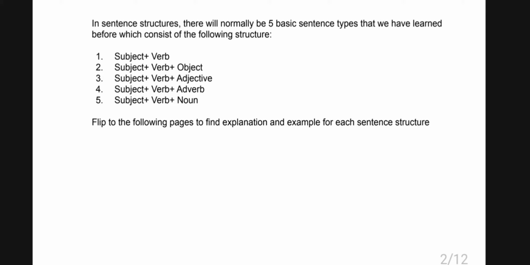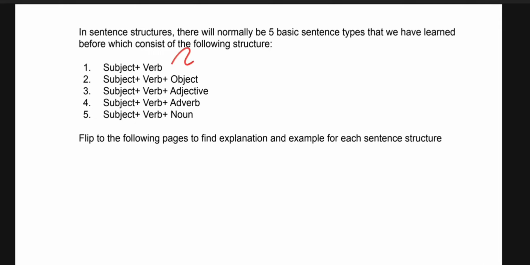Okay, so normally in sentence structures there will be 5 basic types of sentences that are normally used when writing a paragraph or a short paragraph. Number 1, we have subject verb. 2, we have subject verb object. Number 3, subject verb plus adjective. And number 4, subject verb plus adverb. And number 5, subject plus verb plus noun.